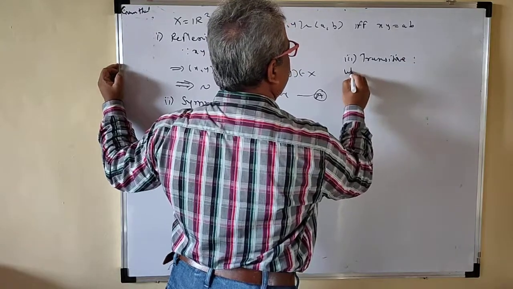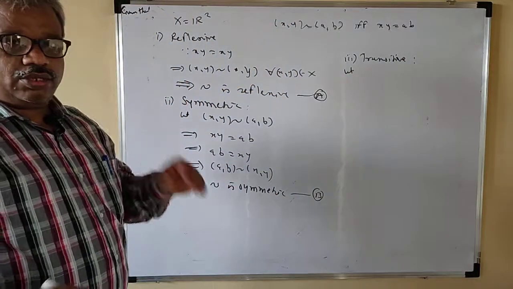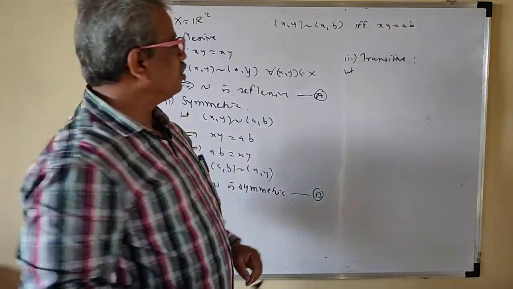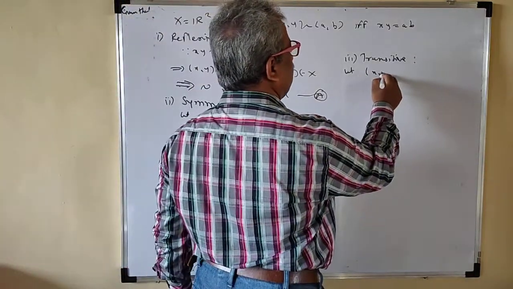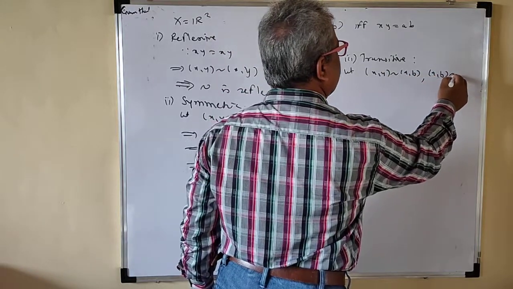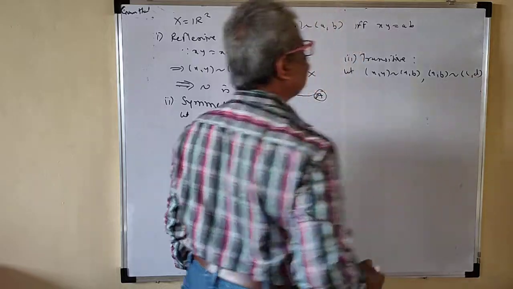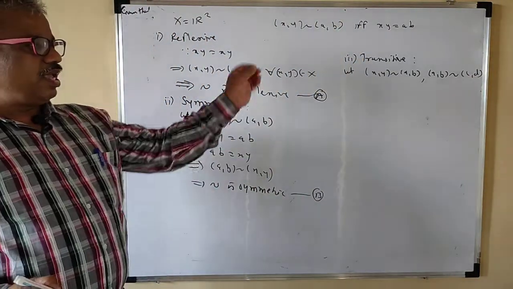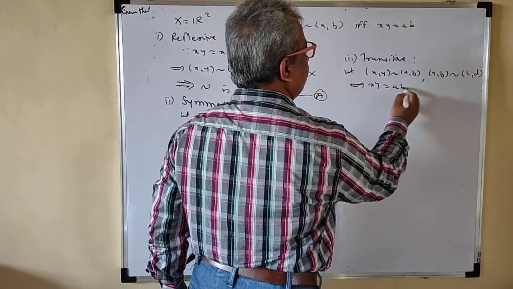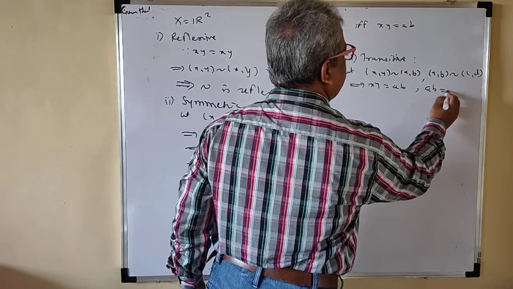Okay. So for transitive, we have to assume that A is related to B, B is related to C. Then we have to prove A is related to C now. So let xy is related to AB, and AB is related to CD. So xy is related to AB, which implies xy is equal to AB, and AB is equal to CD.